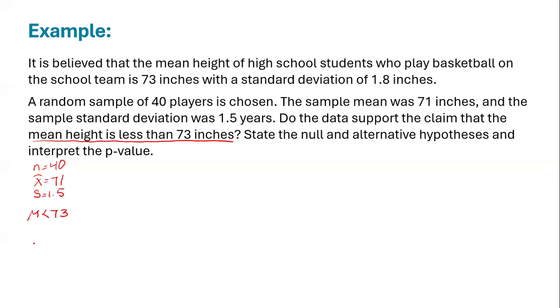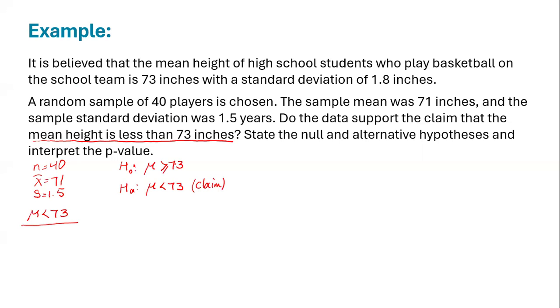To write the null and alternative hypotheses, where do I put the claim? On the alternative, because there is no equal sign. And then make sure to mention that's a claim. And if the claim is less than, that means the other one is greater than or equal to, or just equal to.